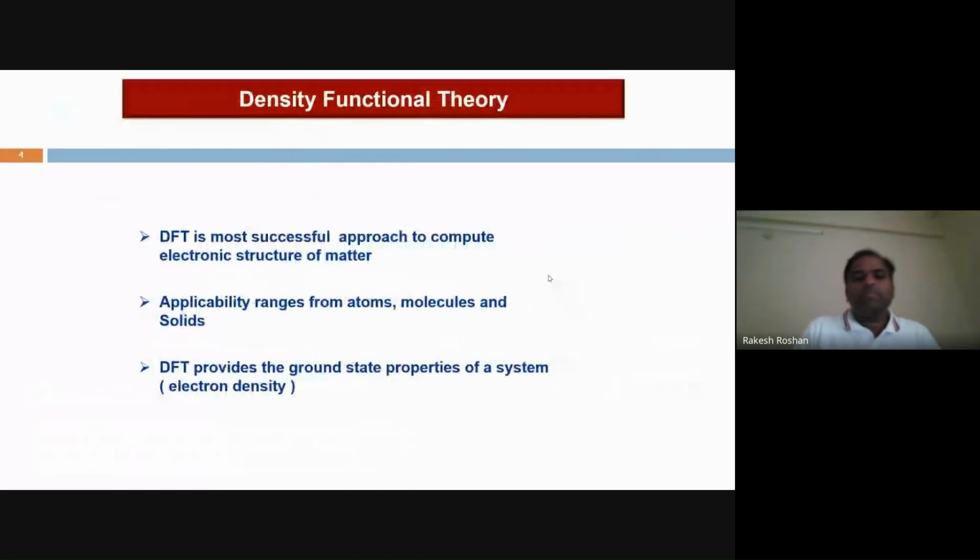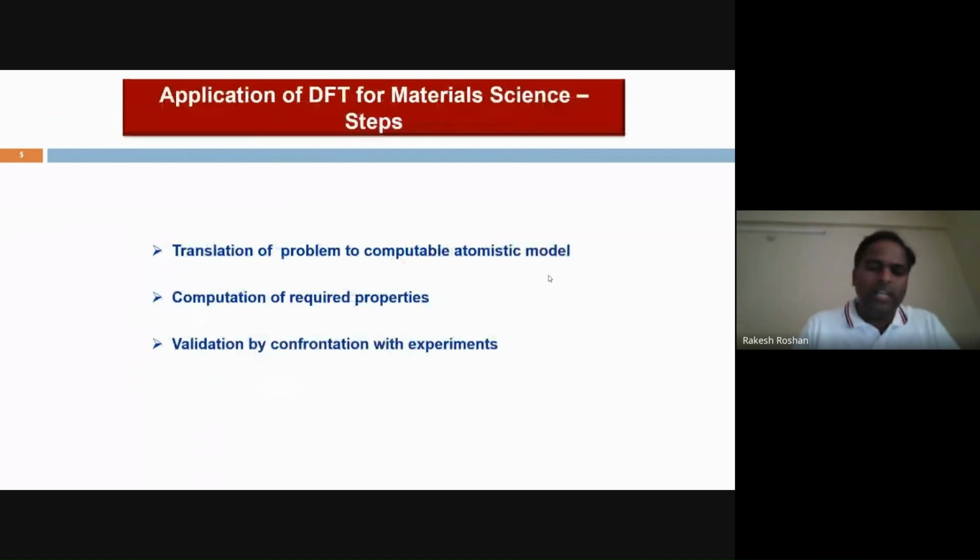The methodology that we have used is density functional theory, one of the most successful approaches for computing the electronic structure of matter. Its applicability ranges from atoms to molecules and solids. Basically, we get information about the ground state properties of the system. As the name suggests, it is called density functional theory. Here it is a function of a function. The electron density is taken as the function; that is the prime quantity with which we work. Using this, we calculate the ground state properties, and with that, we obtain the other properties that we are looking at.